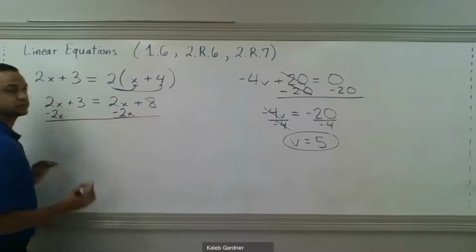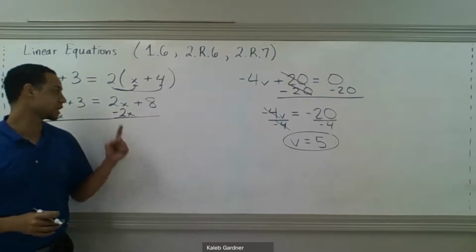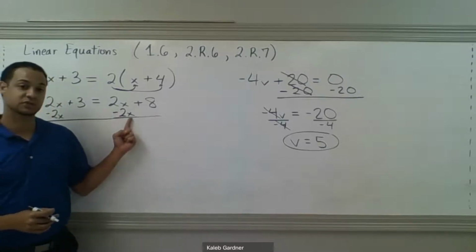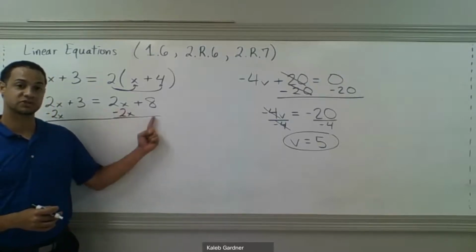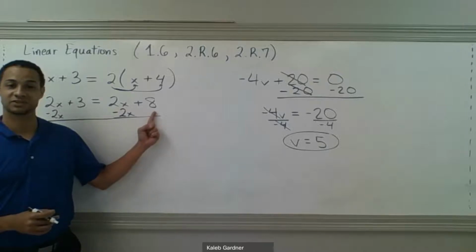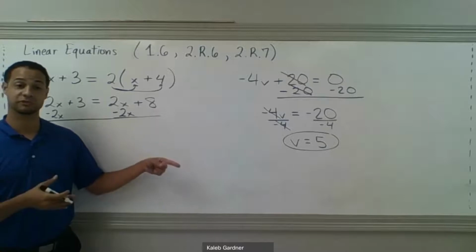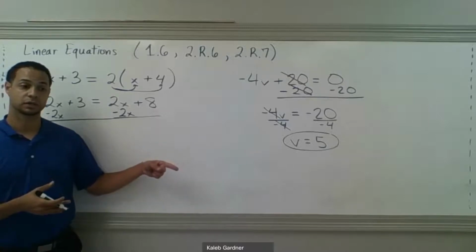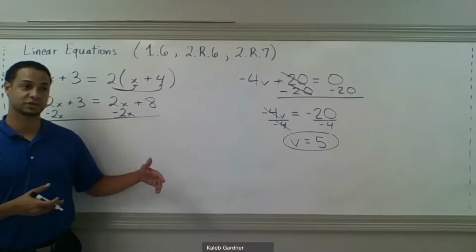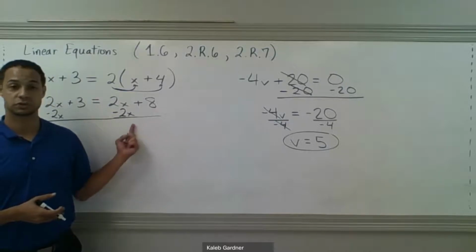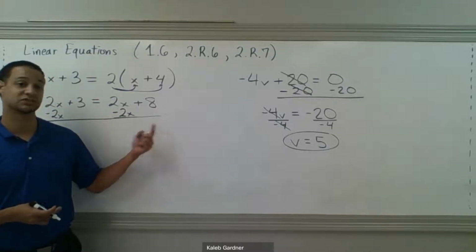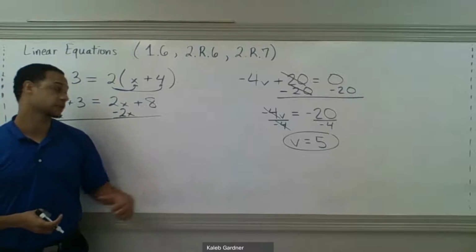Now, I almost forgot to say this. The 2x is being subtracted from the 2x. We can't subtract it from the 8 because 8 doesn't have an x. Therefore, they would be unlike terms. Going back to simplifying algebraic expressions, which was a previous lesson, we don't subtract or add something that is an unlike term.